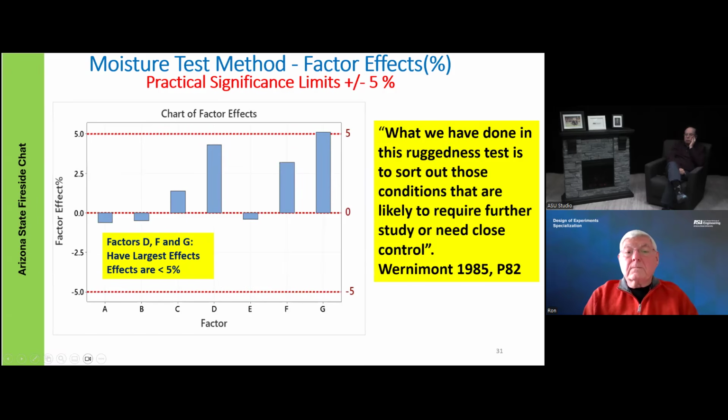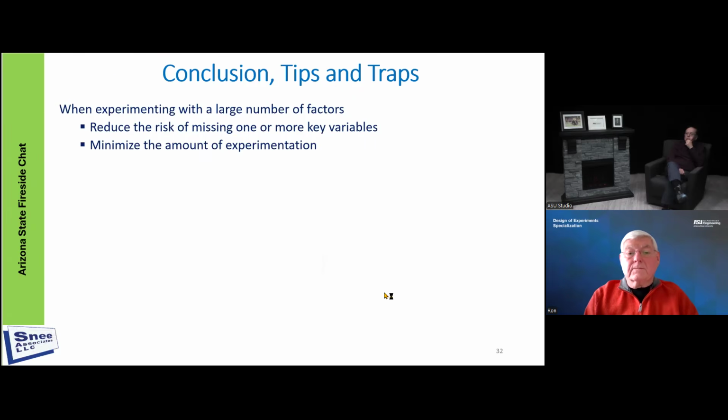And so at the conclusion of this, Wernimont said that we've done this ruggedness test to sort out those conditions that are likely to require further study or need close control. So in this particular case, in 8 runs, they've found that there are 3 of the 7 factors that they need to worry about, if at all. So anyway, that's where they were. What they concluded from this particular test: there we go, there's aniline, distillation time, and reagent.